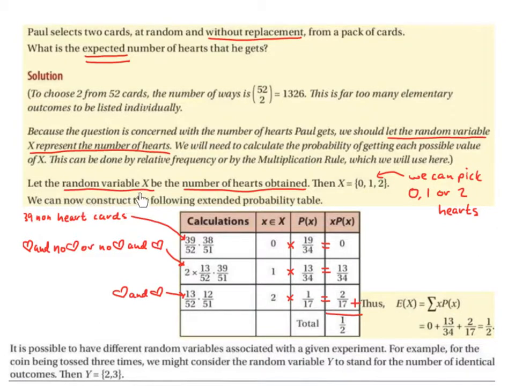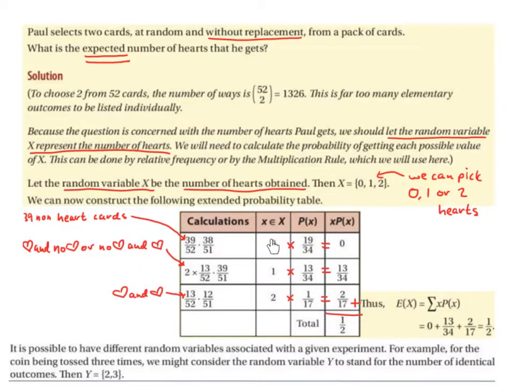We can now construct the following extended probability table. We have our calculations as the first column. We have our x values, so x is an element of X. We have our probability of x, and then we've multiplied our x values by our probabilities to get our final column.